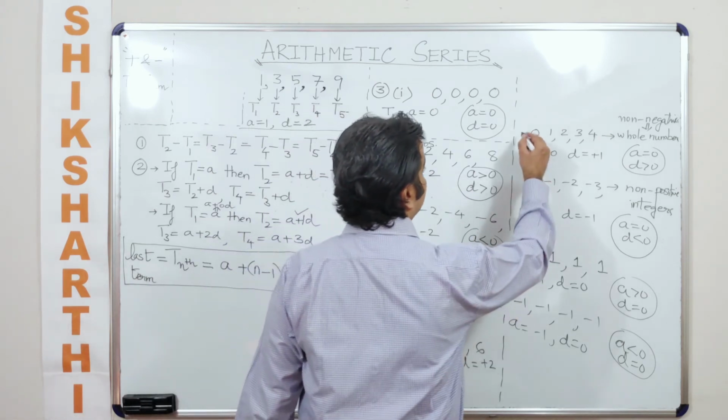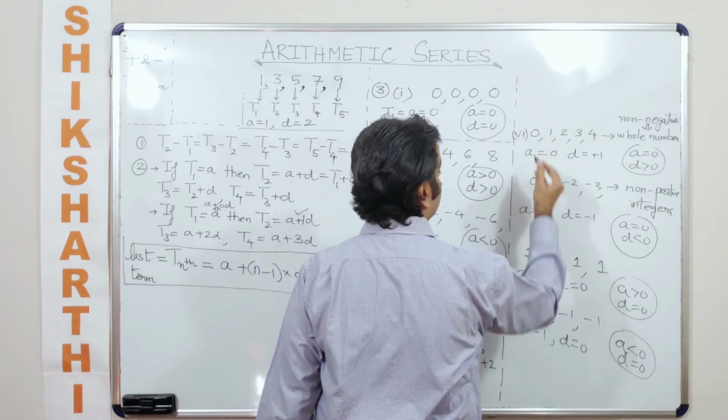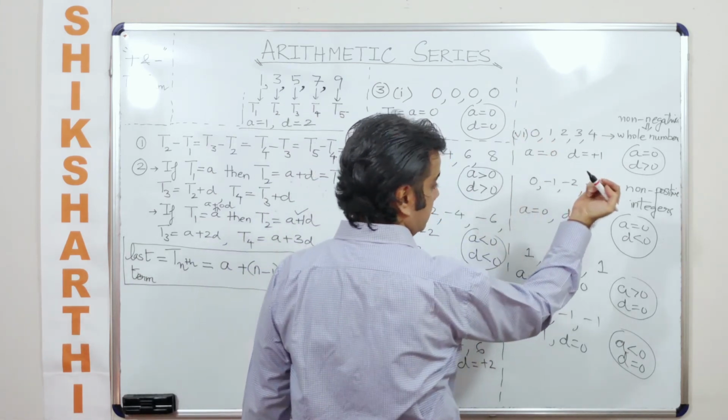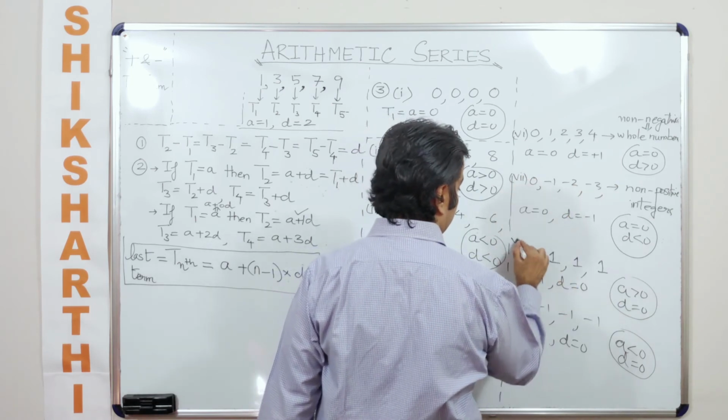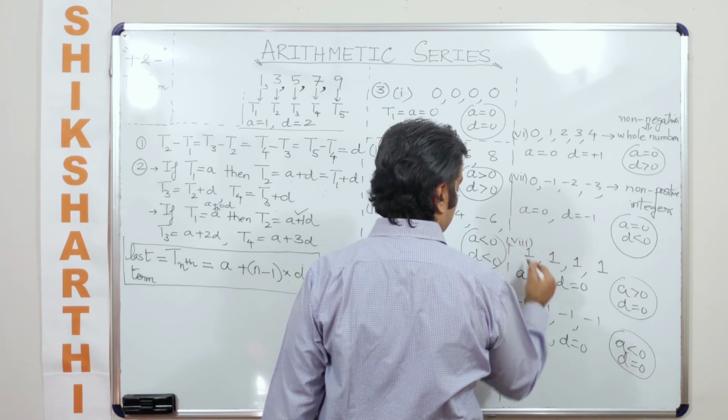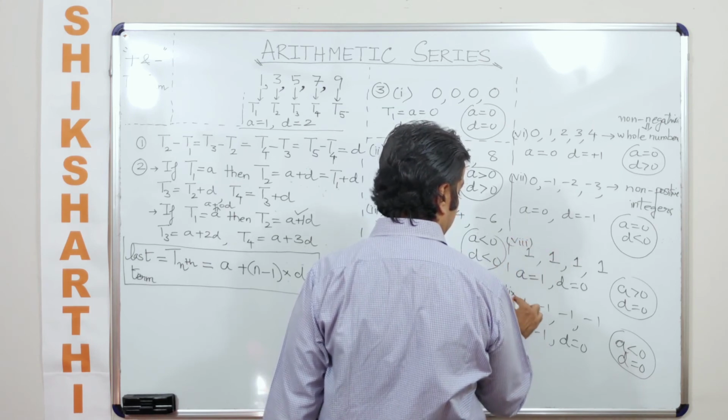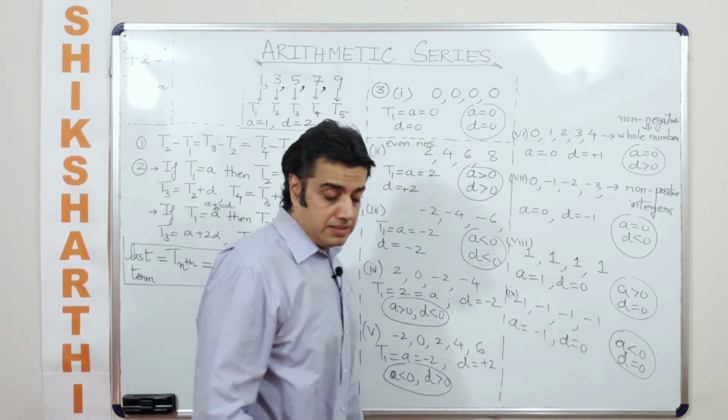So how many cases have we discussed? Let's say we had 5 cases here. This is the 6th case. Can I say this is the 7th case? Can I say this is the 8th case? And this we can say is the 9th case. And how did we get these 9 cases?